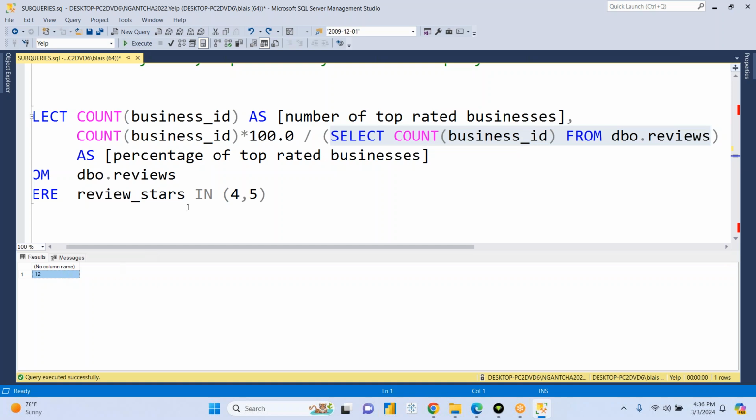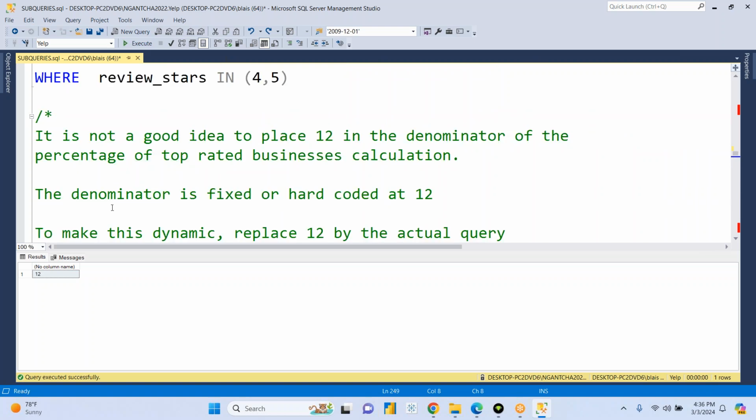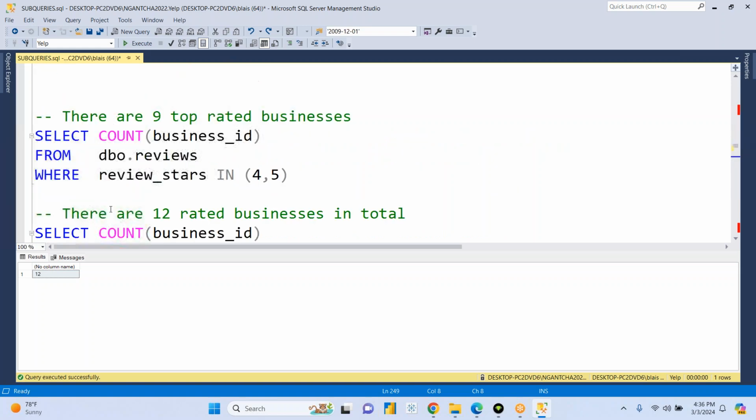In this one right here, this count is tied to the parent query, and the parent query has a where clause. So this count will be a count of 9. Why? Because it ties to this condition. So it is similar to what we have right here.